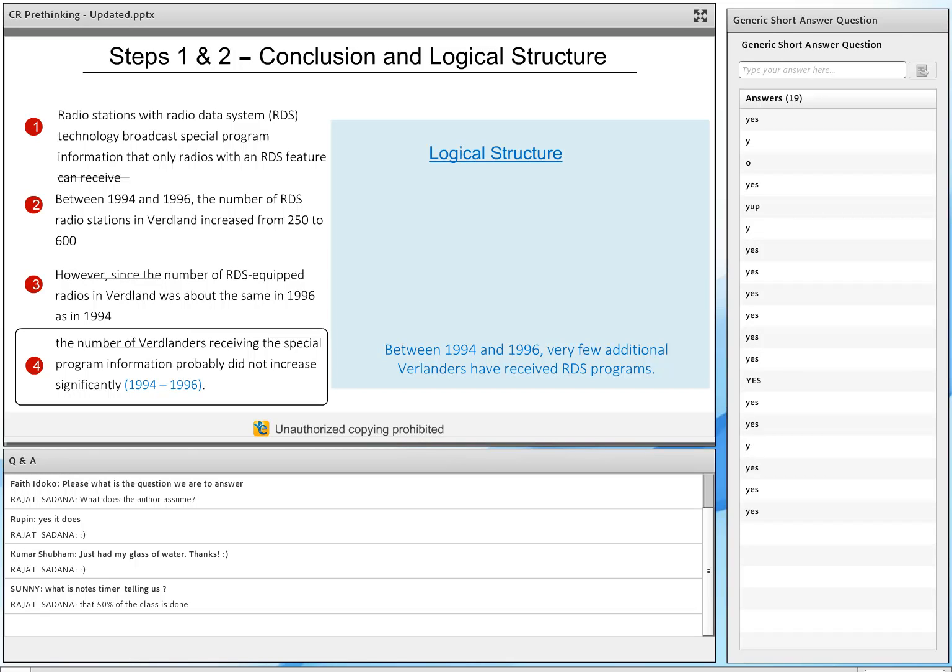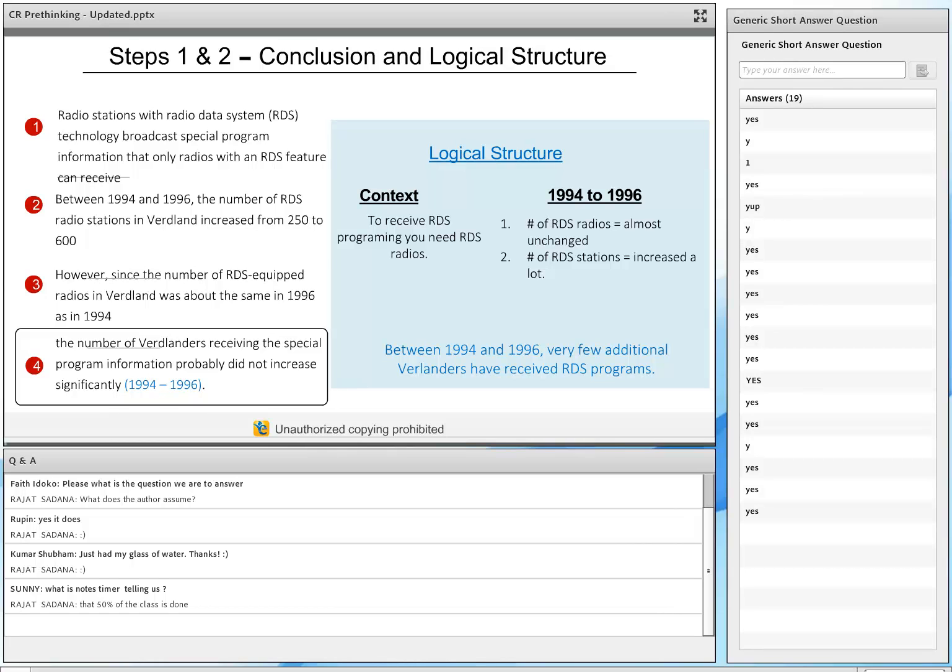Between 94 and 96, very few additional Verlanders received RDS programs. Why? Because two things happened between 94 and 96. The number of RDS radios remained unchanged. So these are the radios that people have. And the number of transmitting stations more than doubled. And context says to receive RDS programming, or to receive special programming, rather, you need RDS radios.